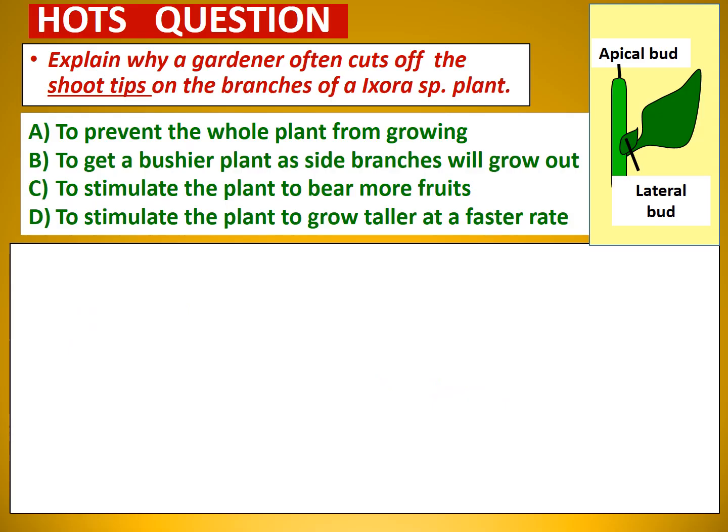Lastly, let's try a HOT question that tests your higher order thinking skills. HOT questions are quite common in the biology exams, so let us practice answering them. They test your knowledge in new situations. So this is the question. Explain why a gardener often cuts off the shoot tips on the branches of an Izora species plant.